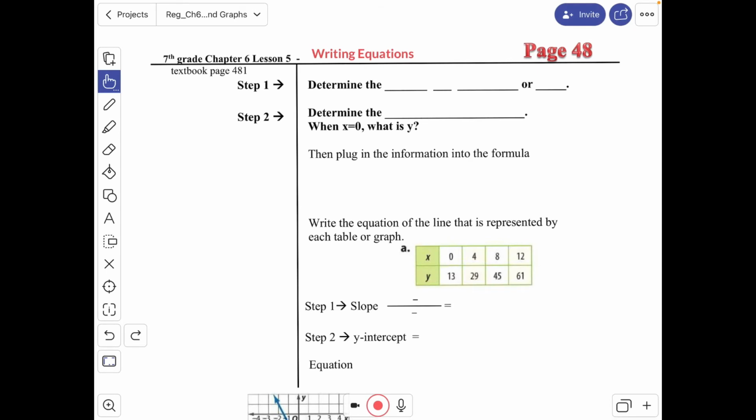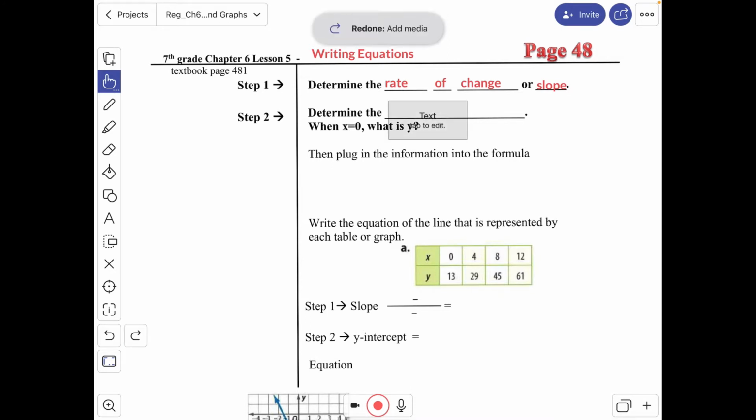Today we're covering 7th grade, Chapter 6, Lesson 5, Writing Equations. And if you have a textbook at home, it's page 481. So step 1 to writing an equation is to determine the rate of change. We also call that the slope.